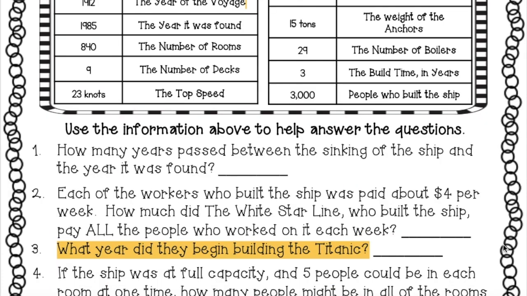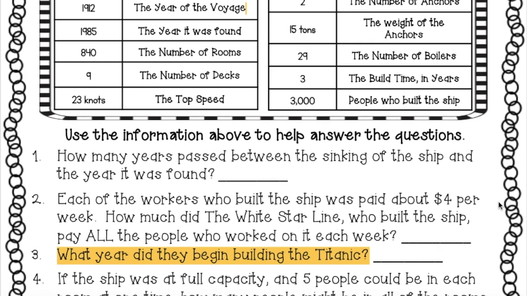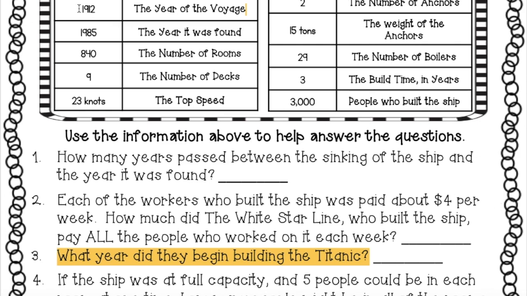Okay, so moving on to number 3, it asks, what year did they begin building the Titanic? So for this problem, we need to know 2 different things. We need to know the year that it was finished being built and how long it took them to build the ship. So let's go look at our data in the table and figure this out. We know that the Titanic set sail in 1912. That was the year of the voyage. So it was finished in 1912. But now we have to figure out how many years it took for them to build it. I see down here the build time in years, 3. So it took them 3 years to complete building the Titanic.